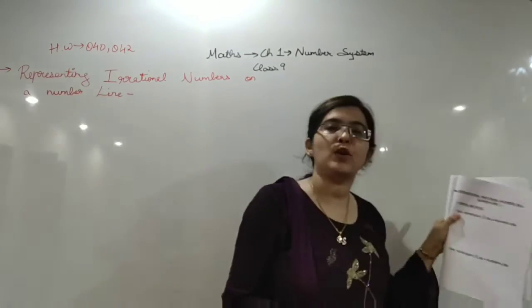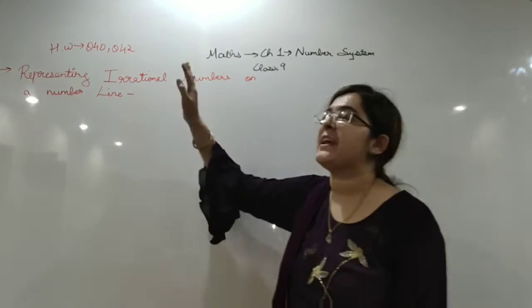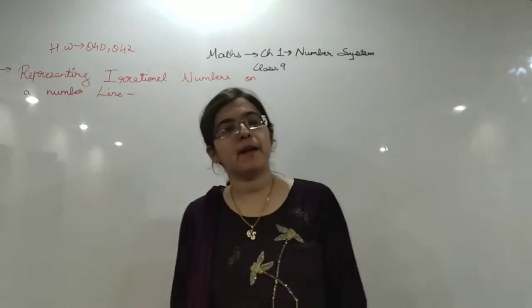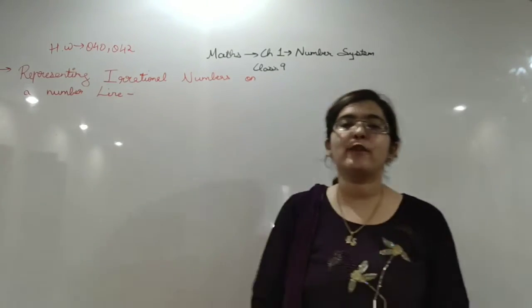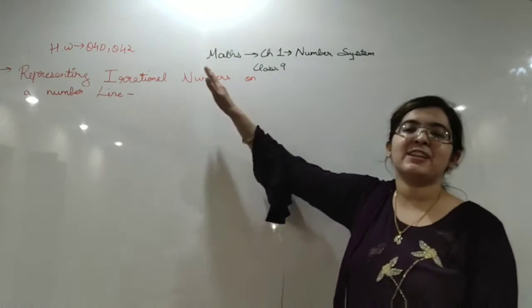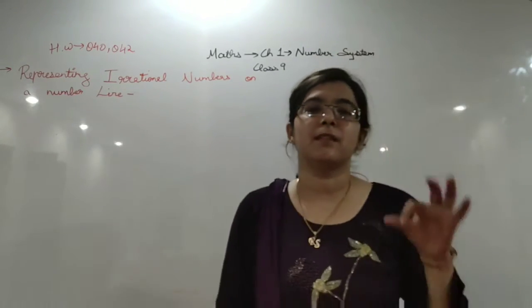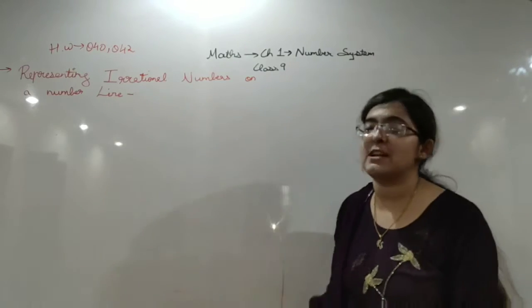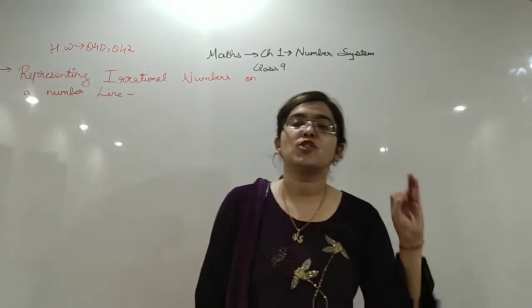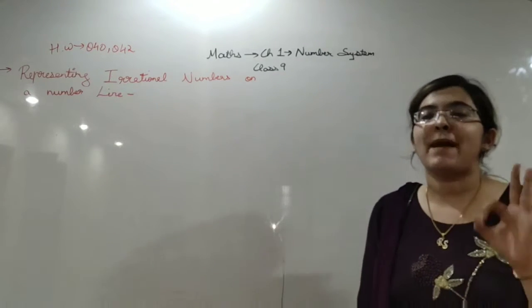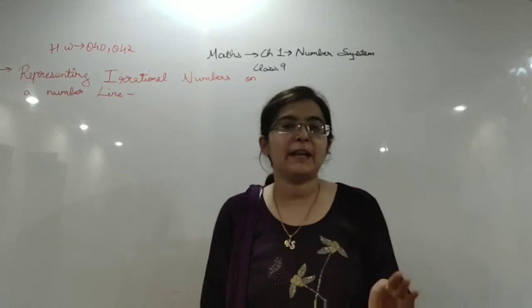Students, see your question booklet. Now we are starting our next topic, that is to represent irrational numbers on a number line. We have seen how to represent rational numbers on a number line. Now we will see how to represent irrational numbers on a number line. For this, you have 3 methods: spiral method, geometrical method, and magnification method.